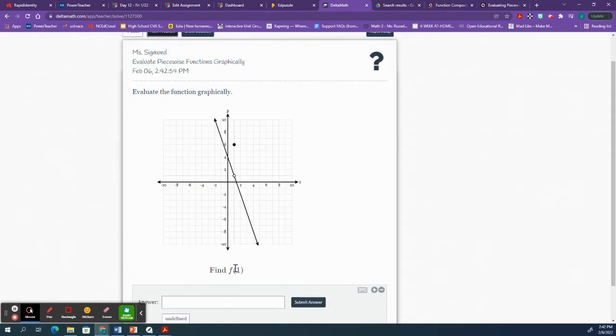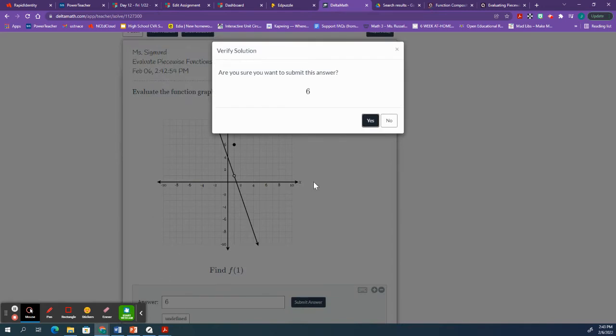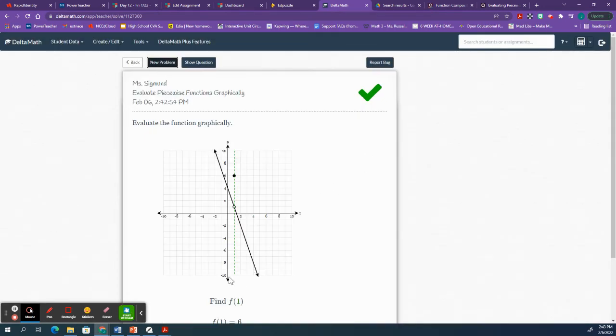So f of 1 means when the x value is a positive 1. So I'm going to go over to positive 1. Again, this is an open circle, so that's no good. That value does not work. So we're going to go all the way up here, and my output when x is 1 is going to be 6, because that's the y value. And this one's a little easier to see your vertical green line at positive 1 because it says f of 1.